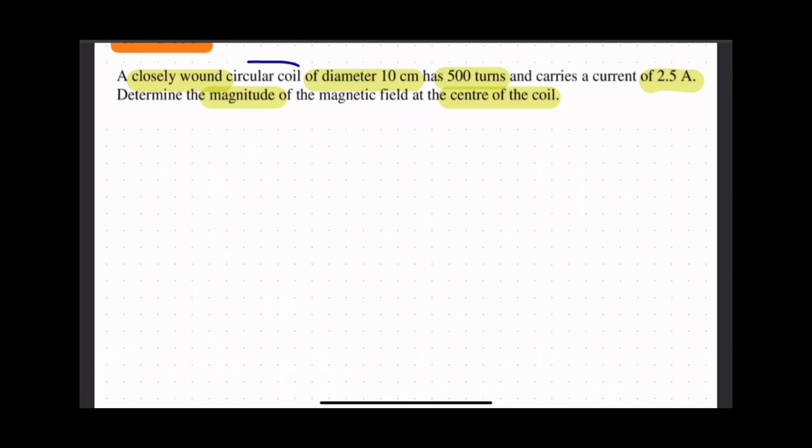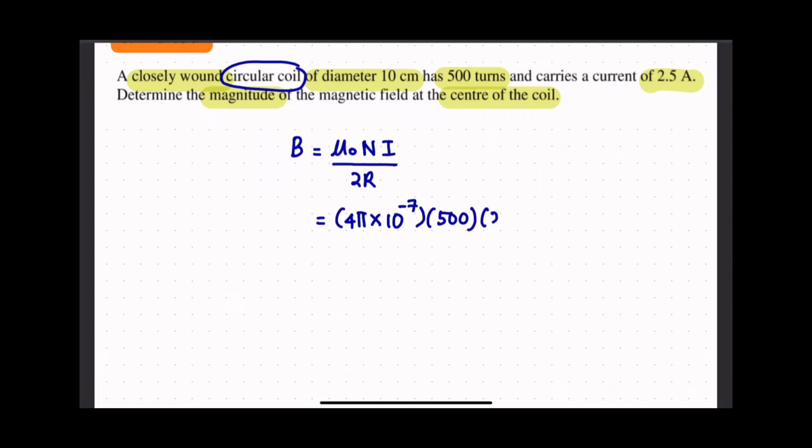Dia adalah circular coil. So kita ambil formula circular coil. B is equal to mu naught Ni over 2R. Okay, so 4 pi times 10 to the power of negative 7, times 500 turns, times current 2.5, and then divided by 2R. 2 times R is 5 times 10 to the power of negative 2.